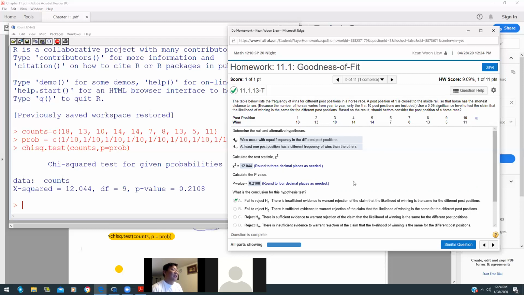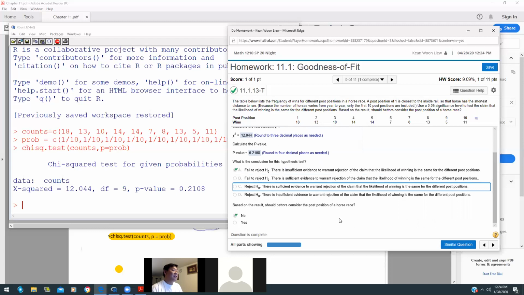But in this case, based on your conclusion, you say that they are the same. But if your answer is rejection, so if your answer is C, there is sufficient evidence to claim this, then your answer will be yes. That means the first horse will always win, the second horse will be in second place, the third position horse will be third place, and the last position will be last place, if your answer is C. So it all depends on your results.